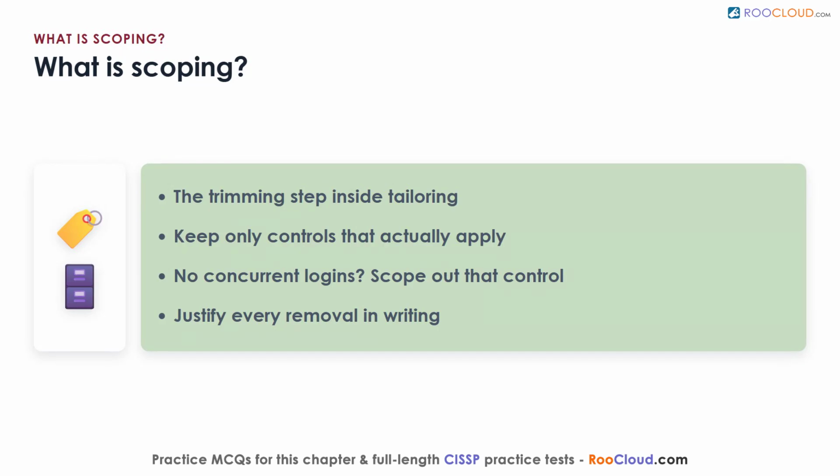Here you walk through the baseline and keep only the controls that actually apply to the system in front of you. If a control guards against something your system simply cannot do, you remove it. Say a machine never allows 2 people to sign in at the same time. A control policing simultaneous sessions is pointless, so you scope it out. But every removal must be justified in writing, so no control quietly vanishes without a reason.